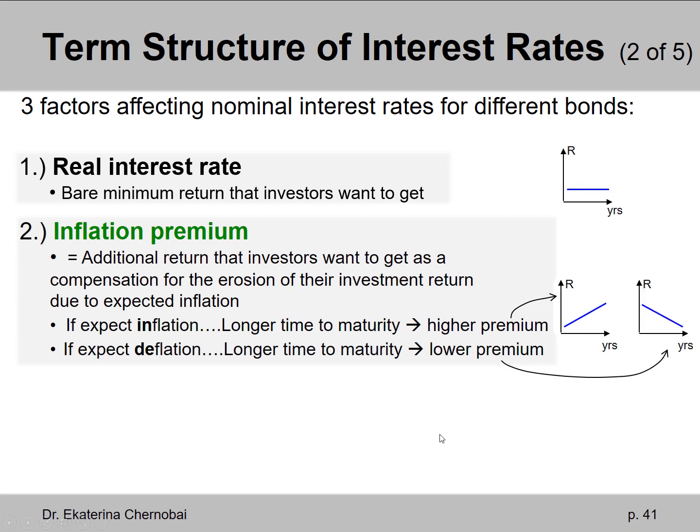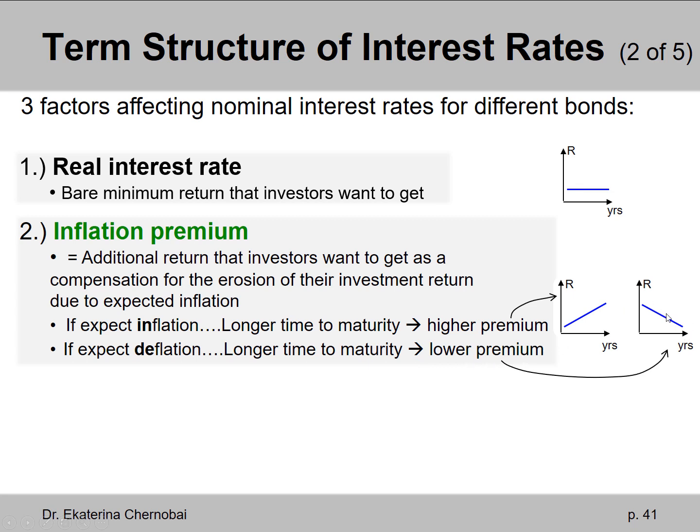If you instead hypothetically expect the prices to go down over time or a deflation, then bonds with a longer time to maturity can offer a lower return to their investors, right?